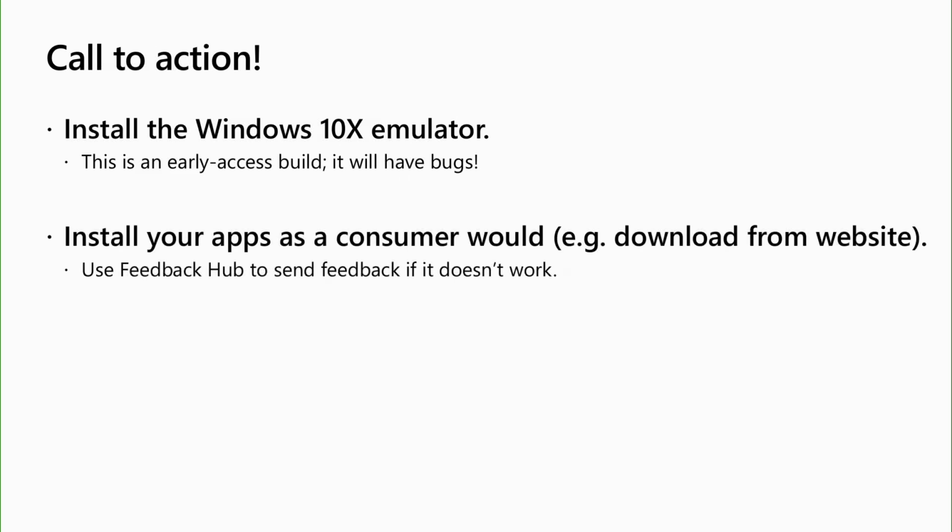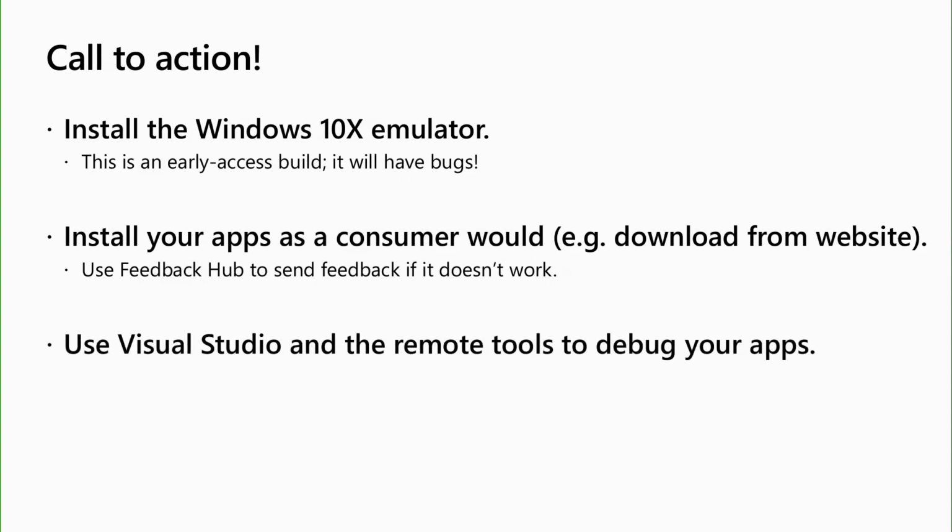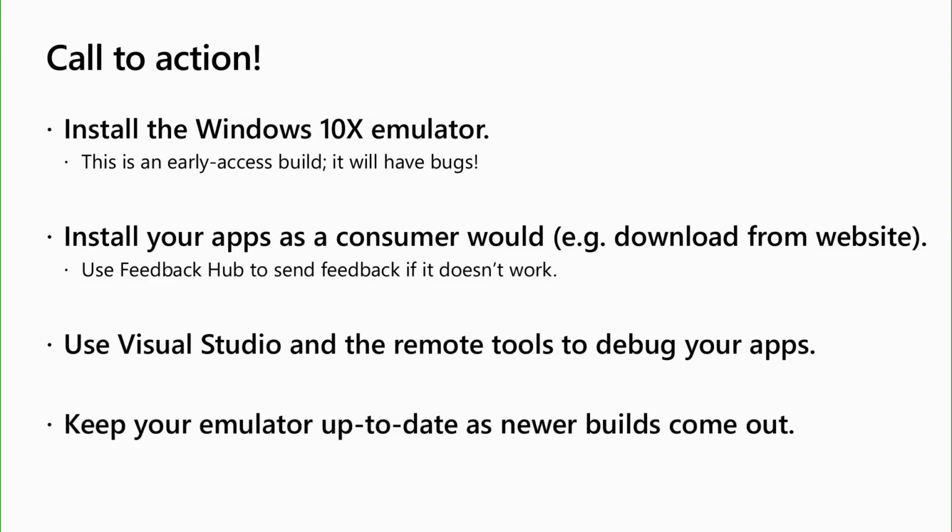Secondly, once you have the emulator, try installing your apps just as a consumer would. So download from your website, or if it's in the Microsoft Store, download it from the store and see what happens. Use the Feedback Hub to let us know if things aren't working as you expect. If you do see issues with your app, or you want to start improving your app on Windows 10X, use Visual Studio and the remote tools to debug your applications. Again, Claire will talk about that. And finally, keep your emulator up to date, as we'll be constantly fixing bugs and improving compatibility in the Windows 10X operating system, so that more and more applications will run.